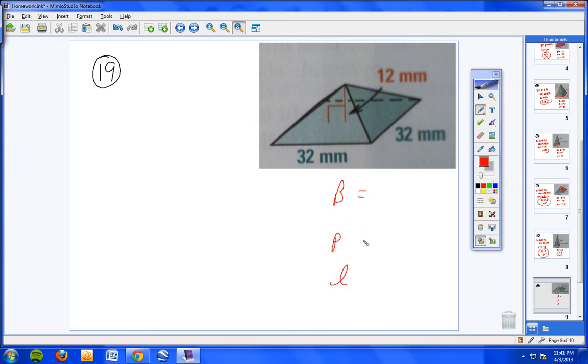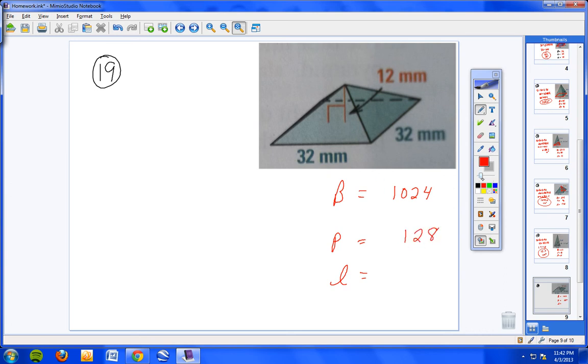The area of the base would be 32 times 32. We have a square for the base, and so the area of the base is going to be 1024. Now the perimeter is going to be 32 plus 32 plus 32 plus 32, and if you add all four of those sides up, you will get 128.